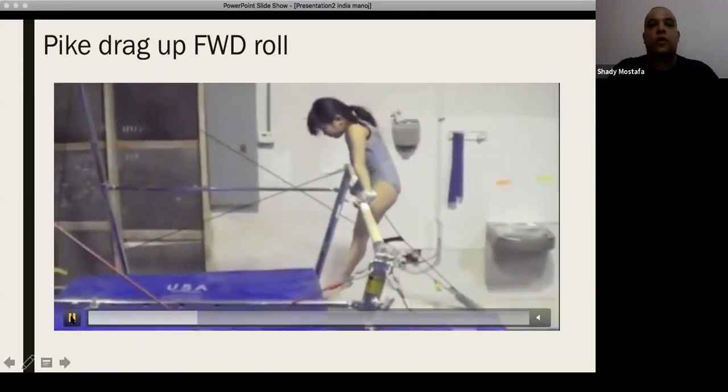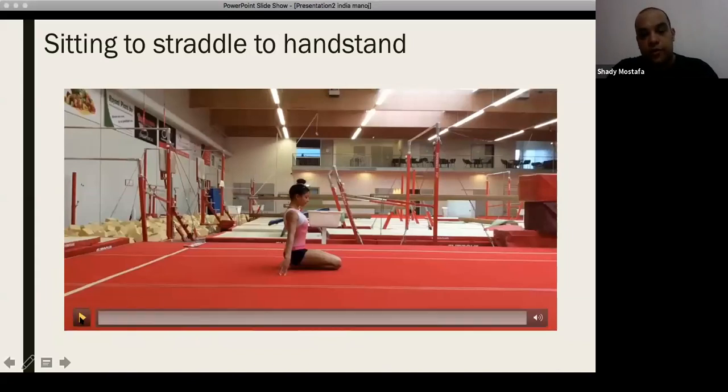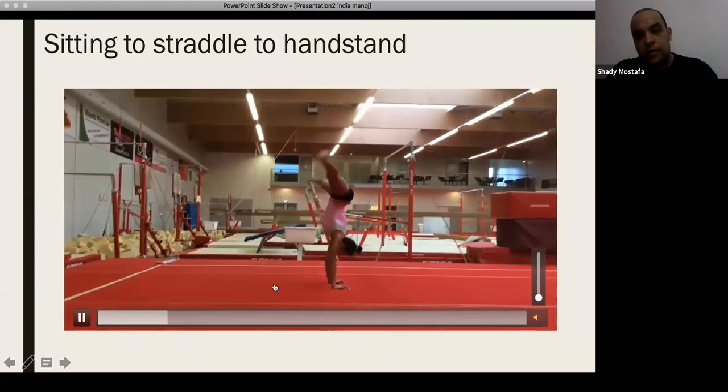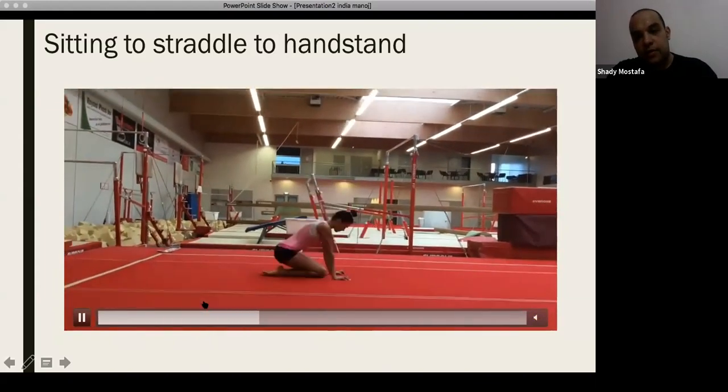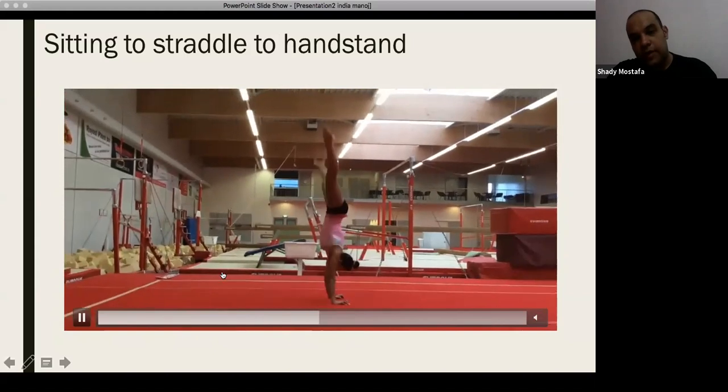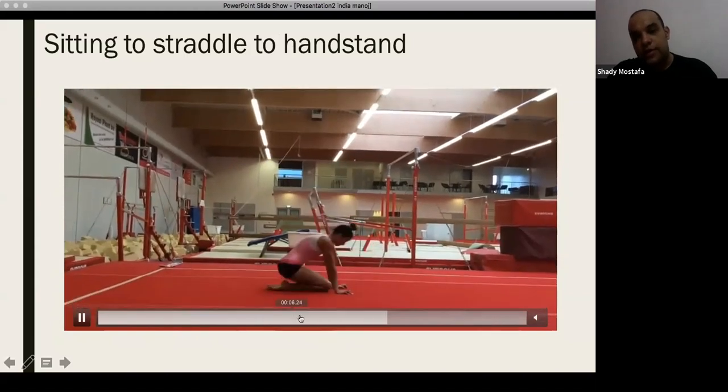Okay, so this is also a really good drill. You can do it when you're doing something else. You bend your knees and sit, then you jump out of your knees to handstand. And look at the shoulders forward. Check this out, check this out.